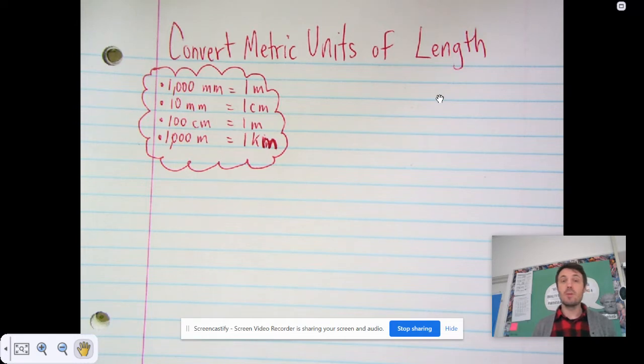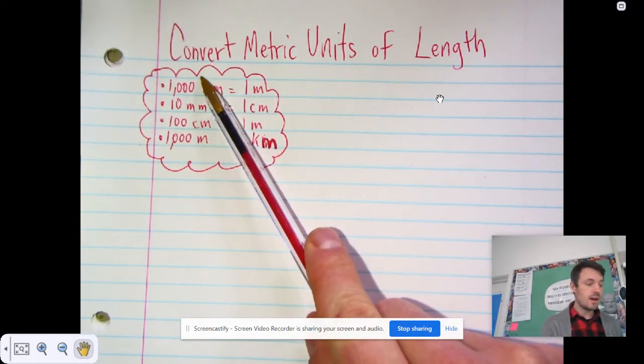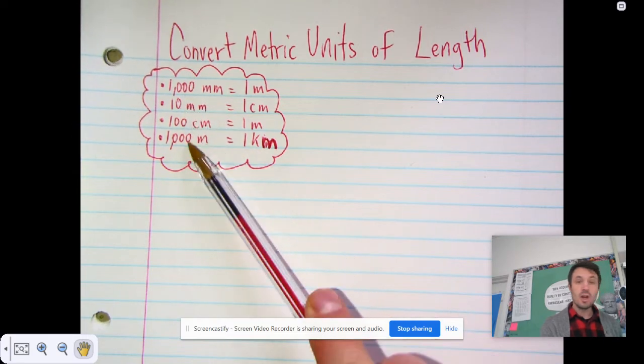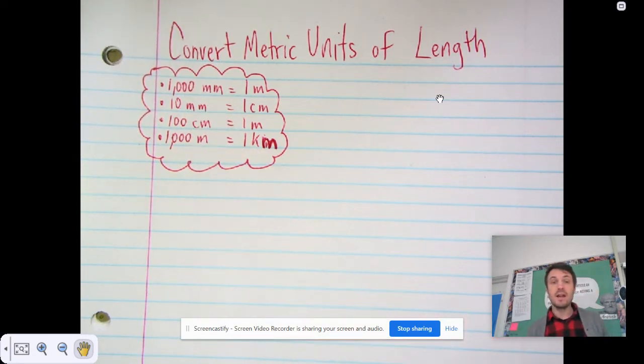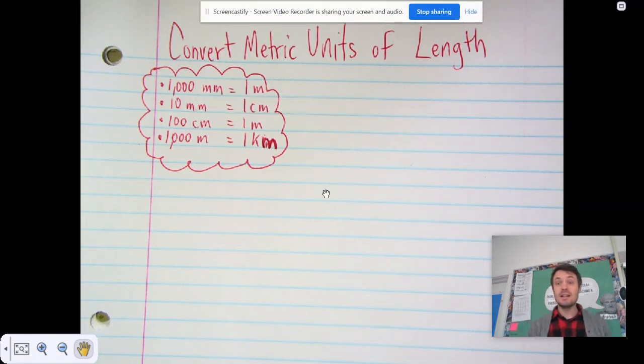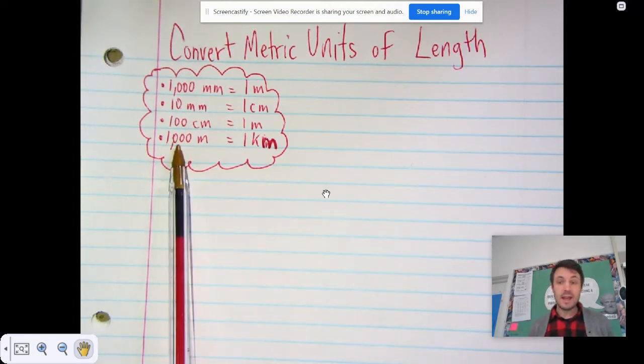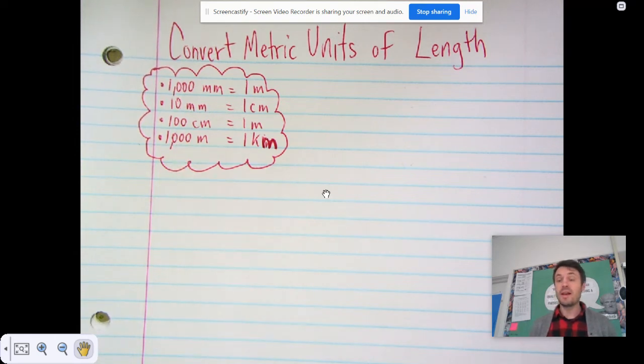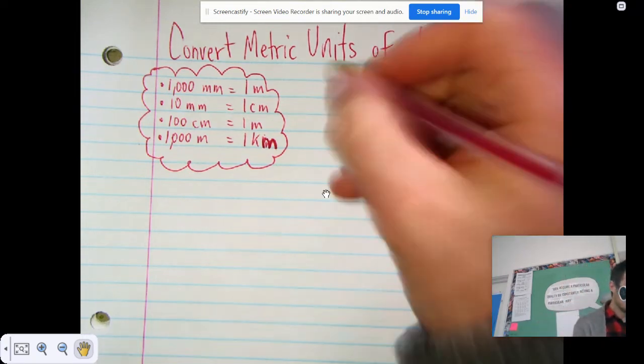So the cool thing about the metric system is we're always going to be multiplying or dividing by one of these numbers, which means we're always going to be multiplying and dividing by powers of 10. And that's a lot easier than multiplying by other kinds of numbers, because when you multiply or divide by powers of 10, all you have to do is move the decimal point either to the right or to the left, depending on if you're multiplying or dividing. Let's do an example together.